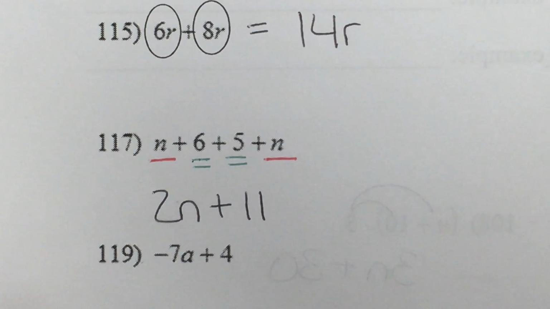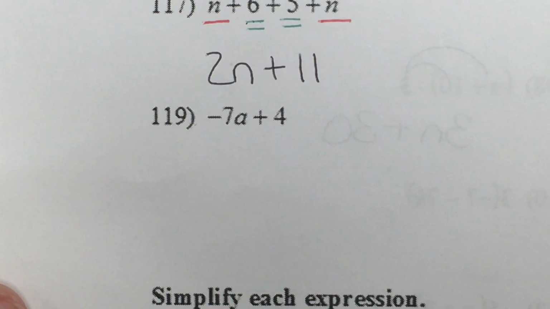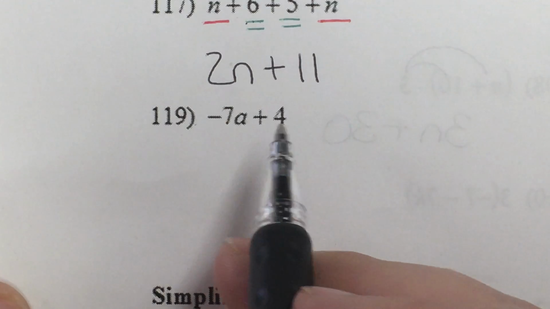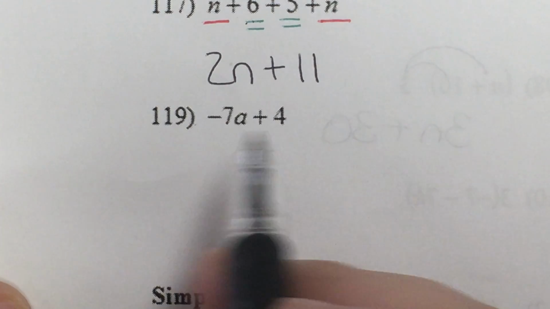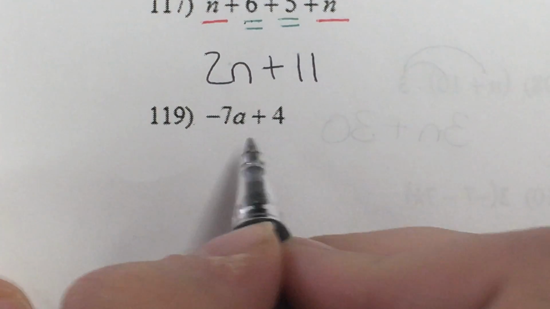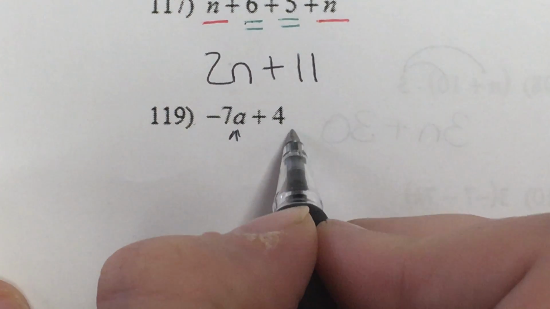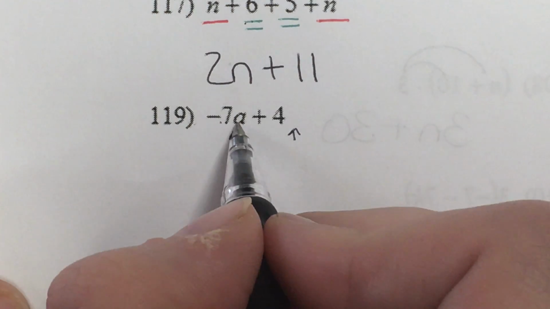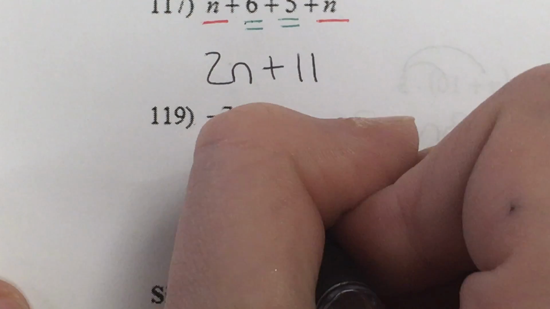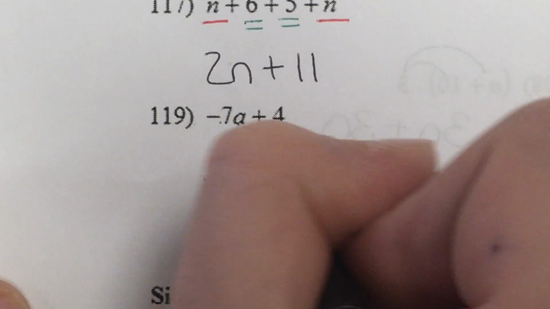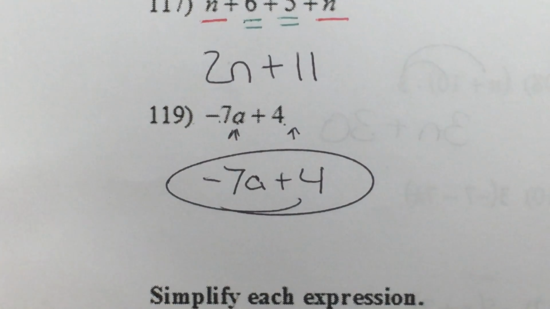Okay. Let's go straight down once again. Negative 7a plus 4. Are these like terms? No, they are not. We have a variable here, no variable here. So this is a coefficient and a variable. This is a constant. They are not alike. So there's nothing we can do here. It's just negative 7a plus 4. Hopefully this is making sense.